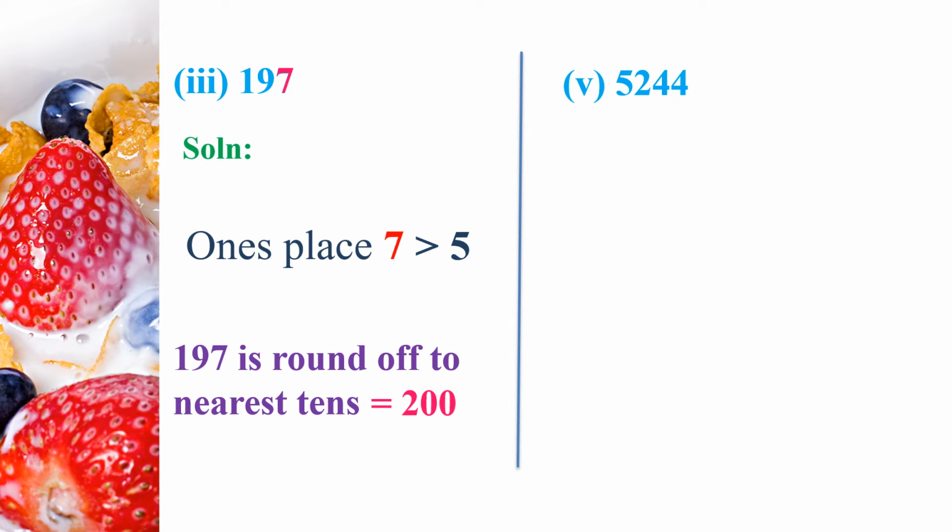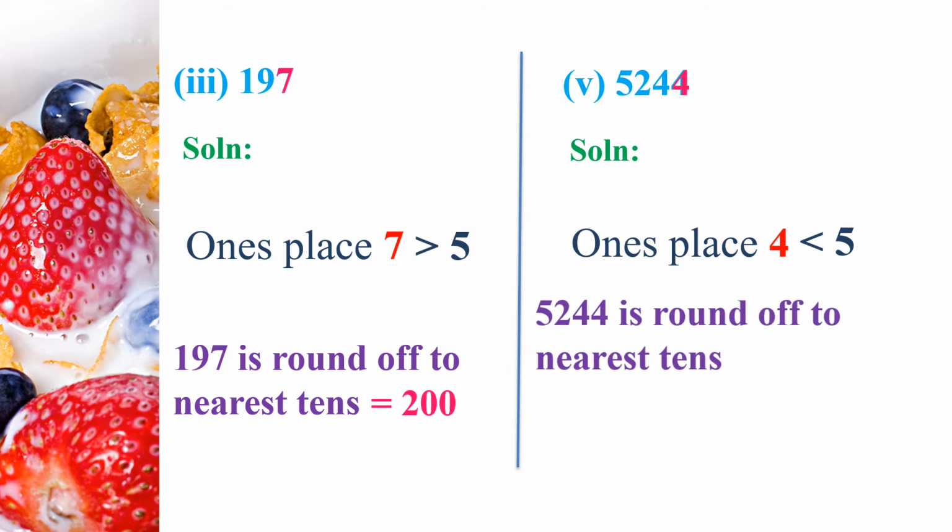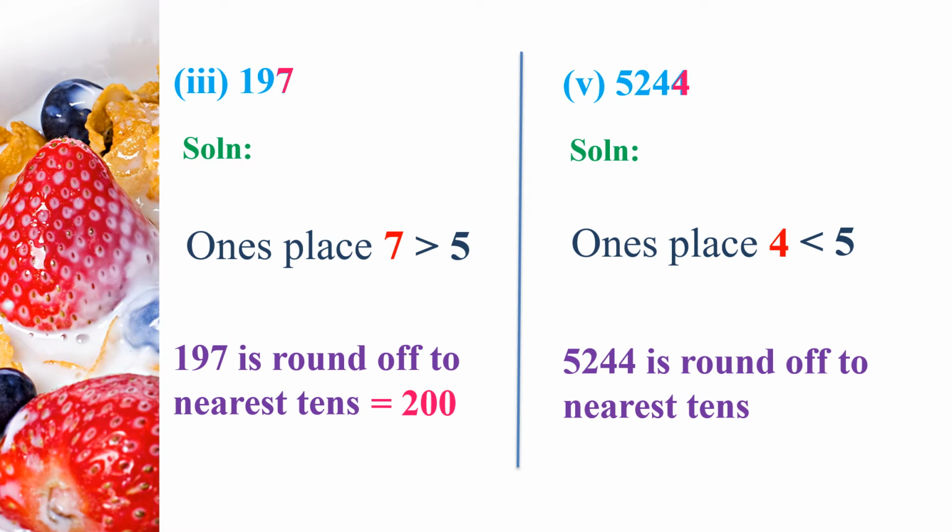5244. Here one's digit is 4. Am I right? Yes. Now compare with 5. When you compare with 5, 4 is less than 5. So replace one's digit as 0. That means 5244 rounded off to nearest 10, we will get 5240.